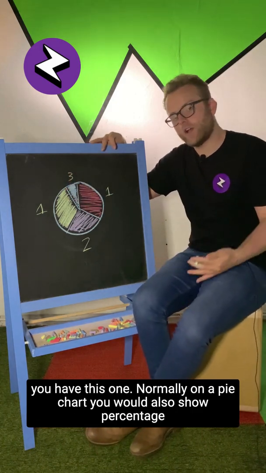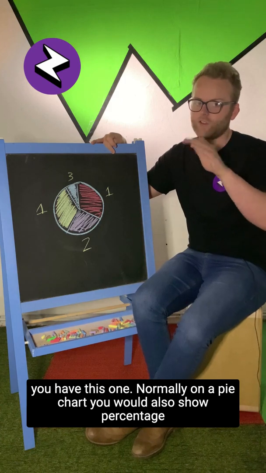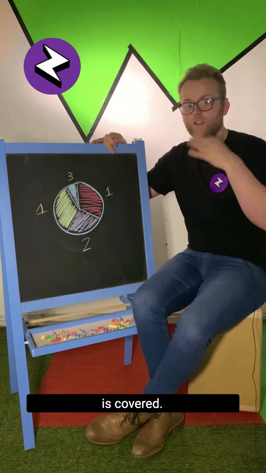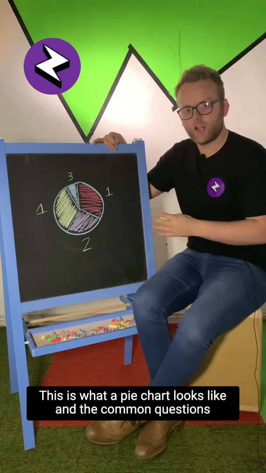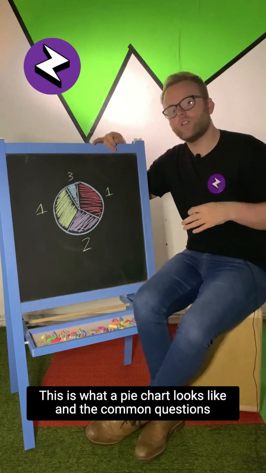So normally on a pie chart, you'd also show the percentage of how much of the pie is covered, okay? But we don't need to do that today. So this is what a pie chart looks like, and those are common questions on how to read it.